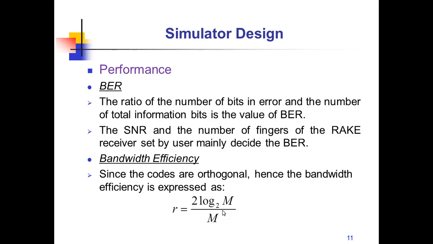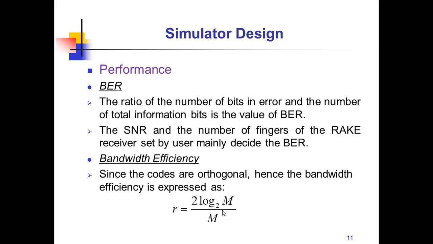Here we will analyze the performance in terms of bit error rate and bandwidth efficiency. First, the bit error rate is the ratio of the number of bits in error to the number of total information bits. Typically, the bit error rate is determined by the signal-to-noise ratio, since the choice of fingers can affect the diversity. Thus, it can also affect the signal-to-noise ratio. So, as we will see later, typically the more fingers we use in the receiver, the better the performance of the BER.